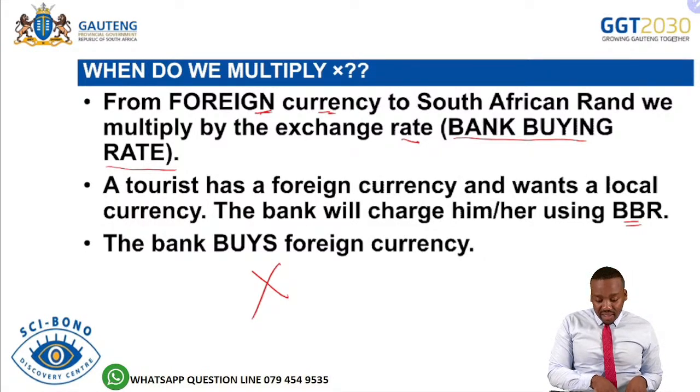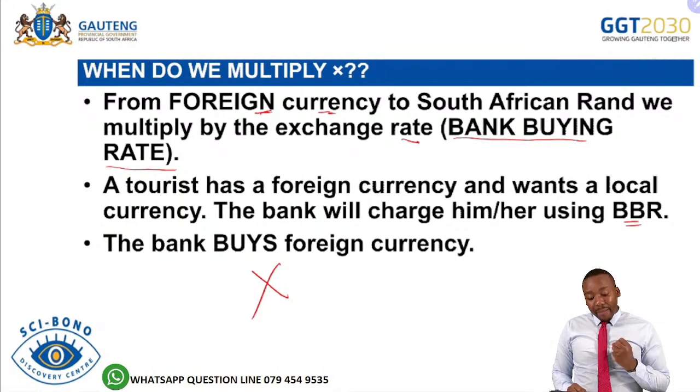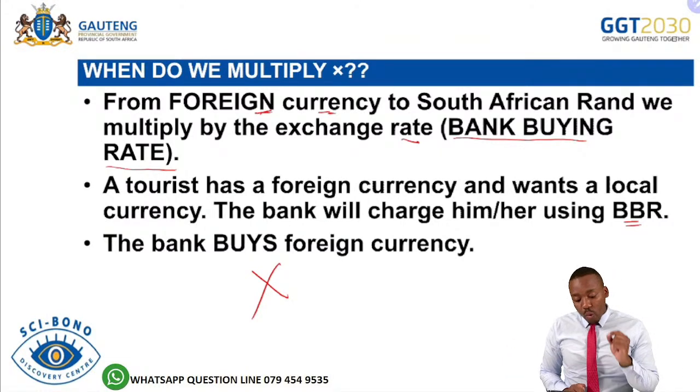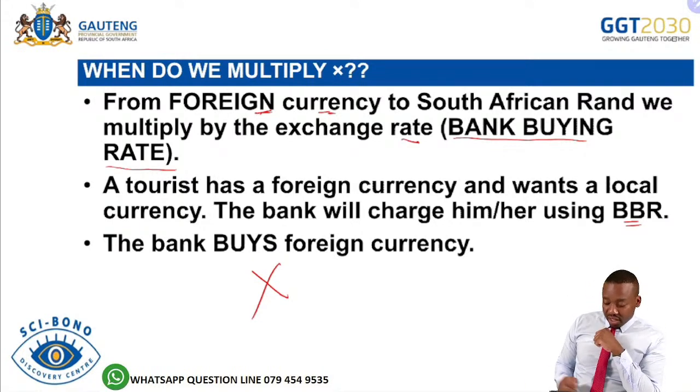From foreign currency to South African rand, we multiply by the exchange rate, right? And which exchange rate are we using? Bank buying rate. Why? Because a tourist has a foreign currency and wants what? A local currency. What happens in this context? The bank buys foreign currency from the tourist in exchange for the local currency. And then how do we do that? We multiply by the exchange rate. Right.